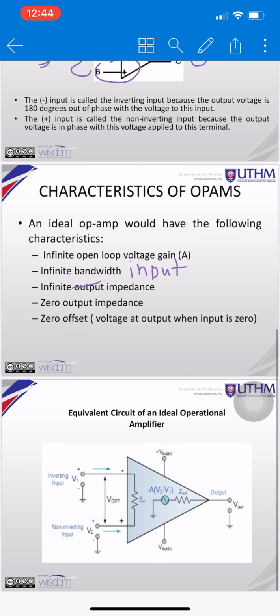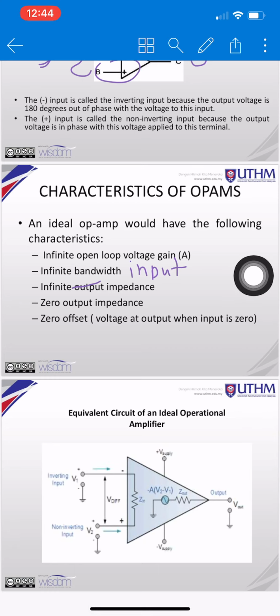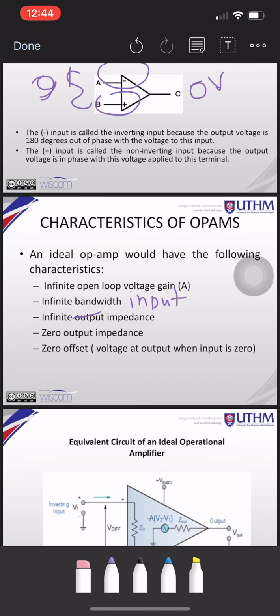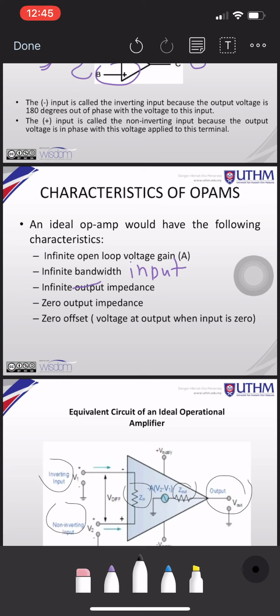This is the last slide. If you can see, it is the equivalent circuit of an ideal operational amplifier. This is the inverting input, and this is the non-inverting input. Inside the op-amp there are some resistors, and then this is our output terminal of the op-amp.